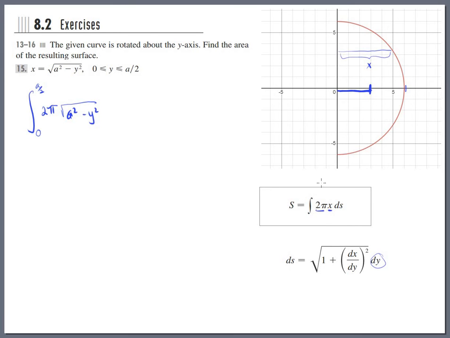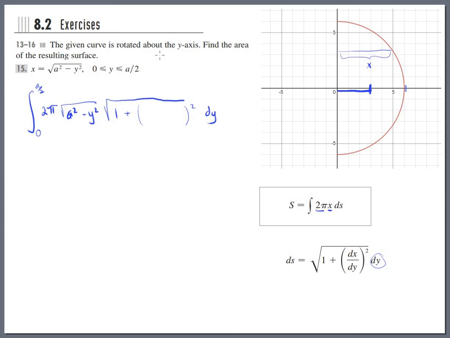Okay, so the last thing we need then is this ds expression. So that'll be the square root of 1 plus the derivative of the x function in terms of y, squared. And then we have a dy on the end. So let's see if we can figure out what goes in there.